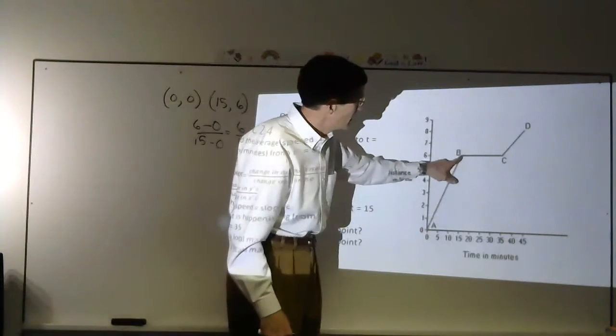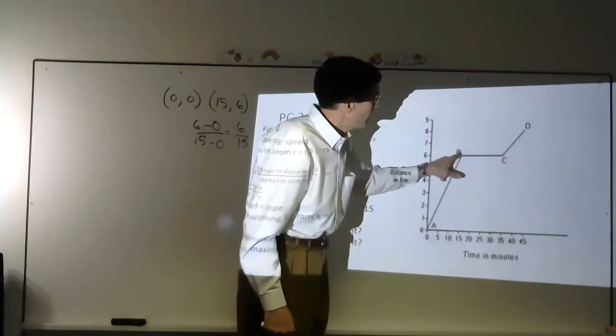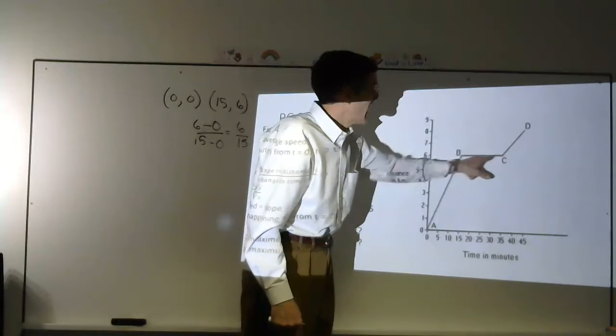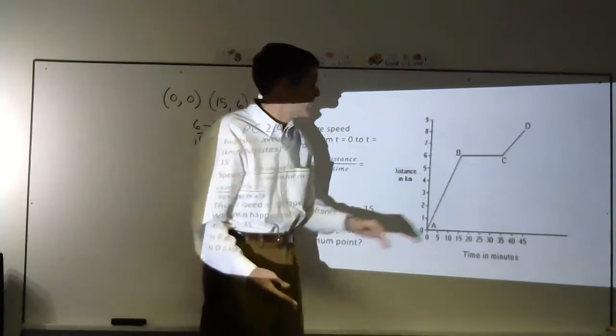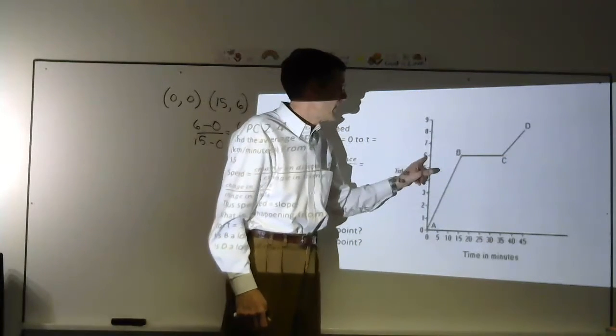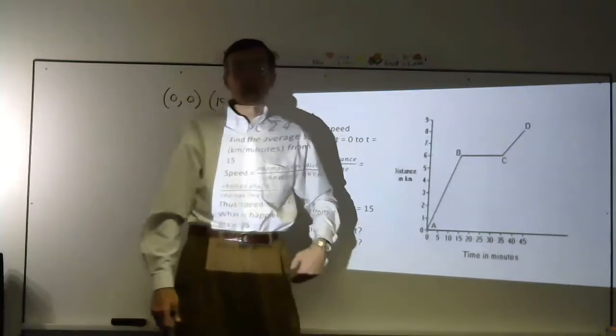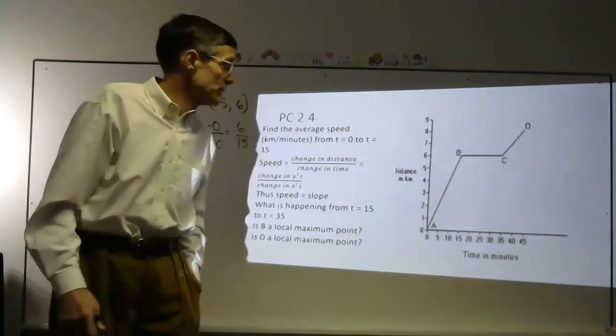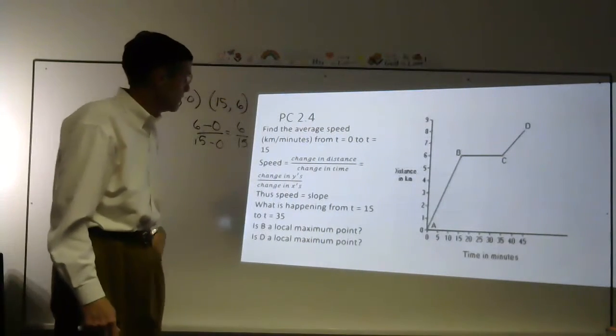Okay? What is happening from 15 to 35 minutes? From 15 to 35 minutes, what is happening? Your distance hasn't increased at all. It has stayed level at 6 kilometers. So you would know that you're stopped from time 15 to 35.